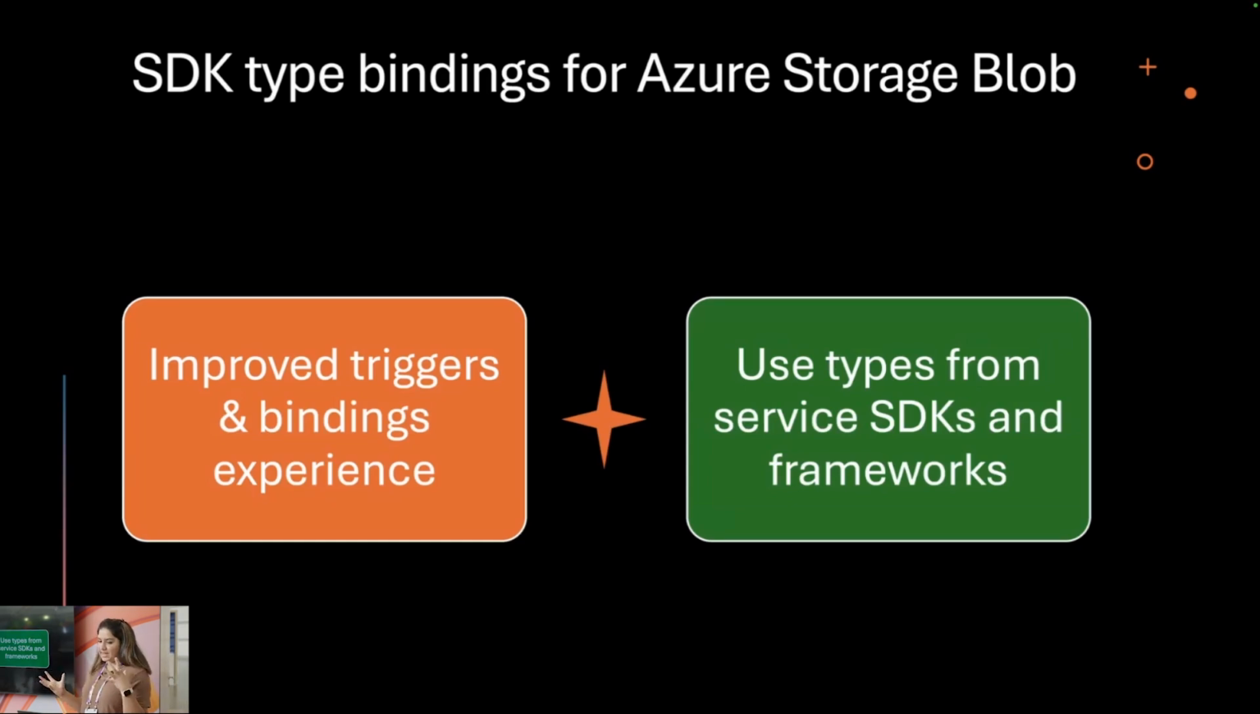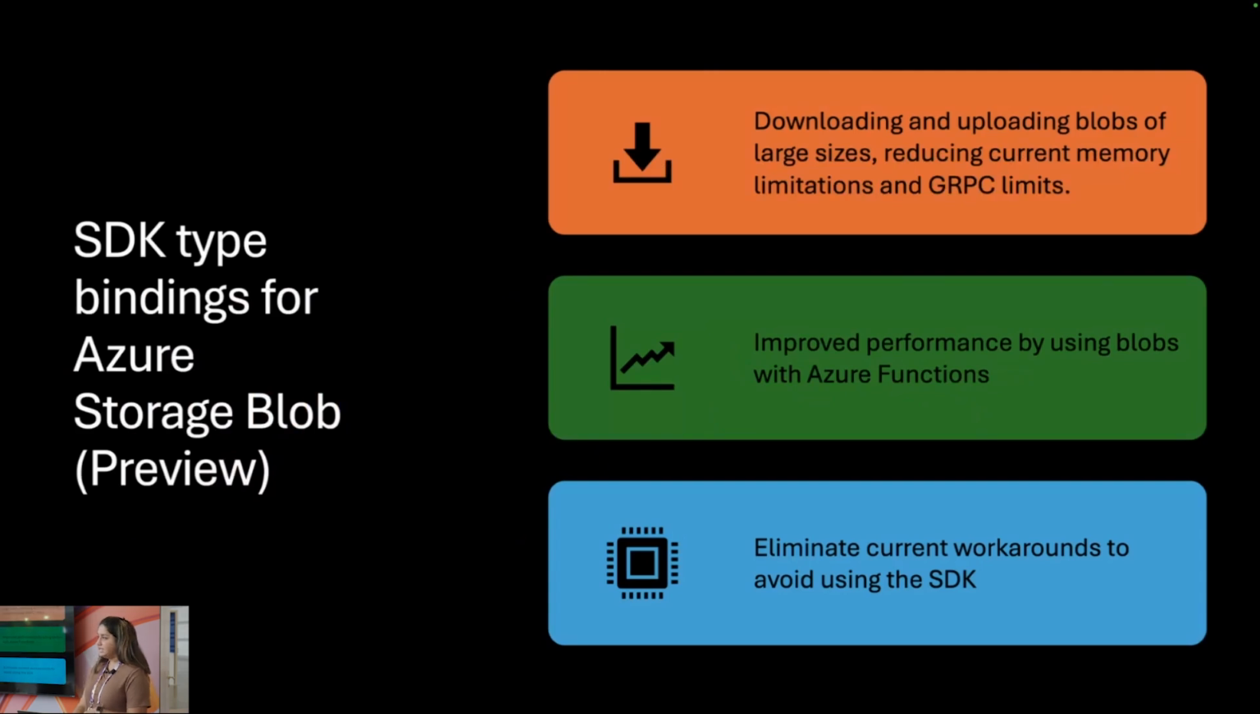So yes, like I kind of explained, it's going to improve the triggers and bindings experience because it's going to give more power and ability in what you can do with functions without going to the SDK itself. Some of the scenarios it's going to enable include, again, downloading and uploading blobs of larger sizes. So again, this can be very helpful as we think into more OpenAI or AI-centric scenarios in general. It's also going to improve performance when you are using blobs, especially larger ones. And it's going to eliminate that workaround that customers are currently having to go through to do certain actions. They're able to do them much easier with this feature being released.